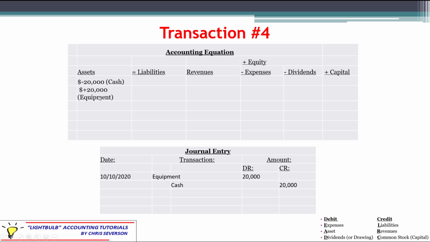The entry here, similar to the last one: we're trying to increase the equipment asset, so we have to debit it. That's its normal balance. We're decreasing the cash asset, so we have to credit it, use the opposite of its normal balance. And that would be the journal entry in this situation.